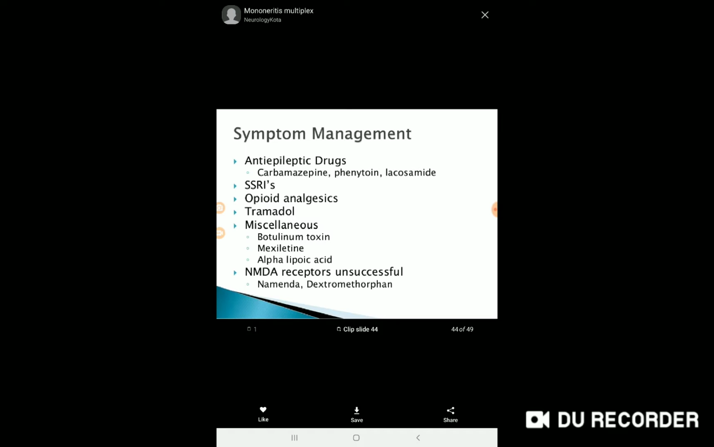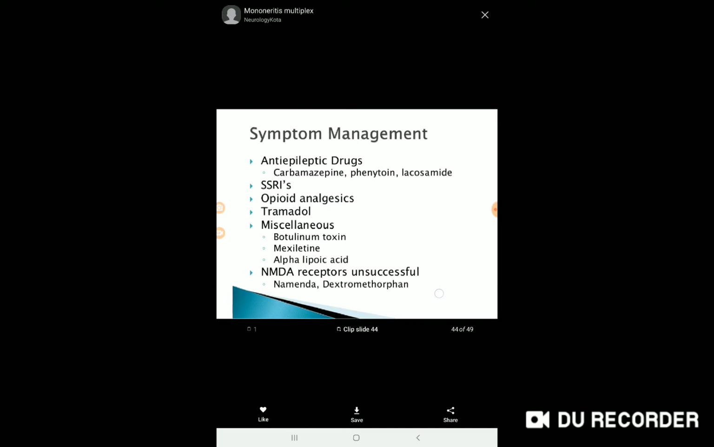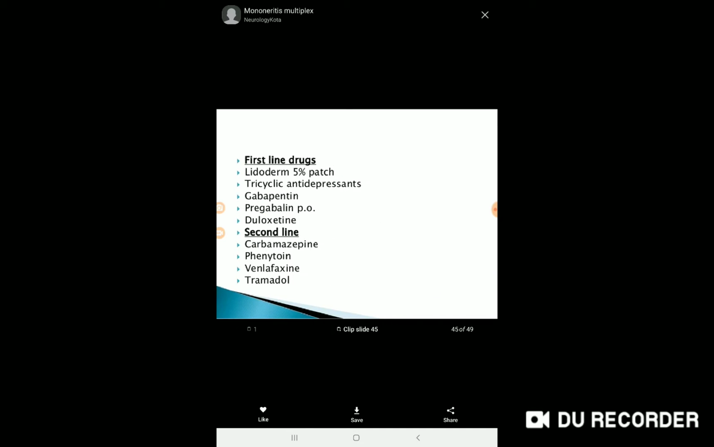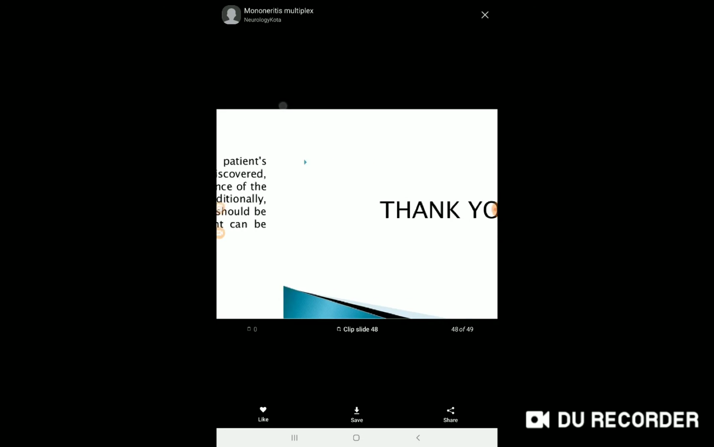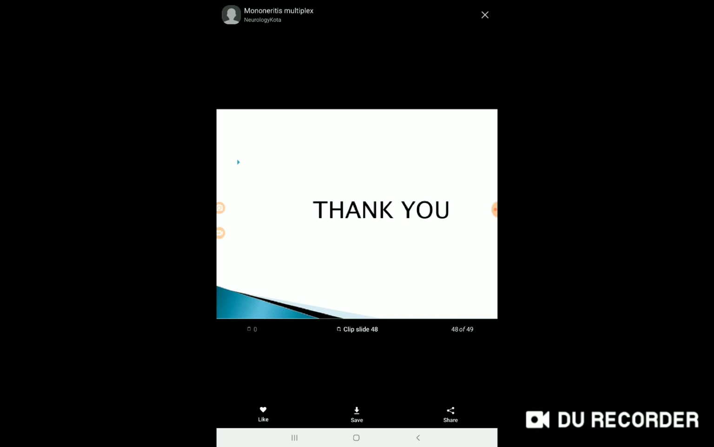We can use NMDA receptor antagonists such as dextromethorphan, or SNRIs such as duloxetine. We can use capsaicin cream, and some physical therapies, proper footwear, and assistive devices. So physical therapy, assistive devices, proper footwear, and patient education. Thank you all for your patient hearing.